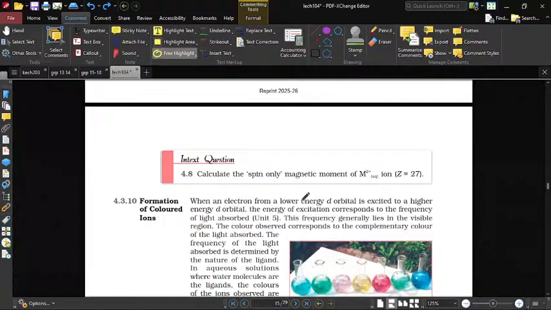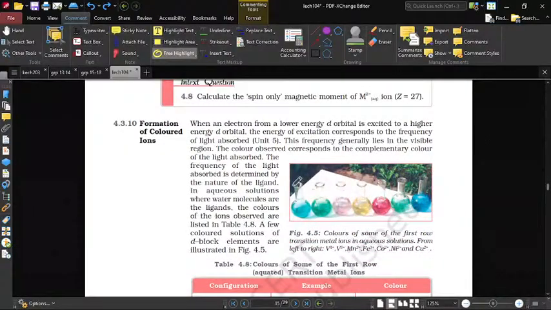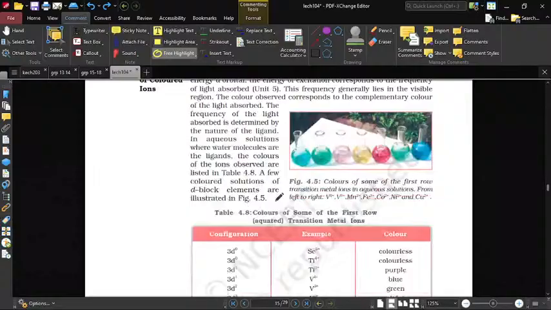When an electron from a lower energy d orbital is excited to a higher energy d orbital, the energy of excitation corresponds to the frequency of light absorbed. The frequency generally lies in the visible region. The color observed corresponds to the complementary color of the light absorbed. The frequency of the light absorbed is determined by the nature of the ligand. In aqueous solution, where water molecules are the ligand, the colors of ions are observed and listed in table 4.8. A few colored solutions of d elements are illustrated in this figure.